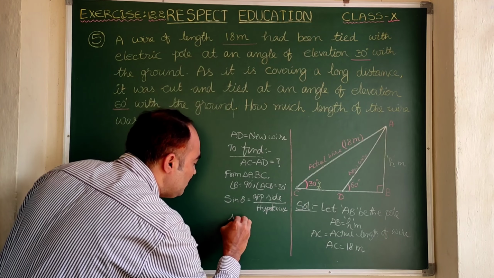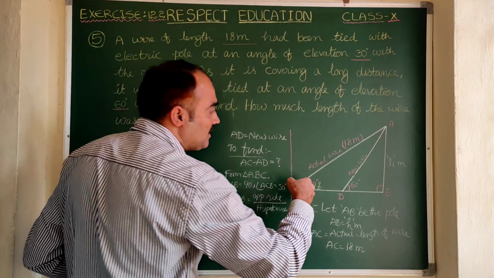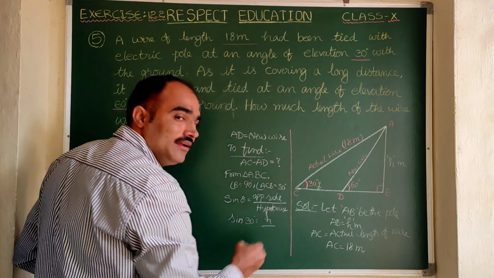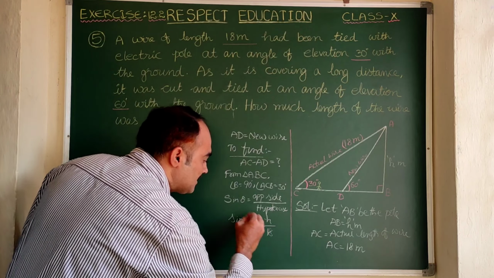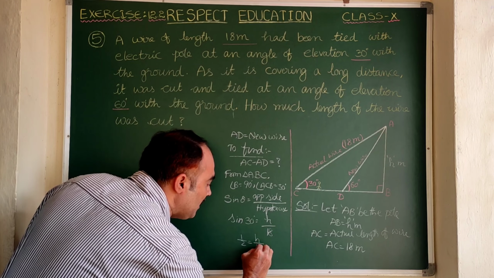So here let us substitute values. Sin theta means here sin 30 degrees is equal to, for 30 the opposite side is AB, that is nothing but H, by the hypotenuse AC, that is nothing but 18. Sin 30 value is 1 by 2. So 1 by 2 is equal to H by 18.